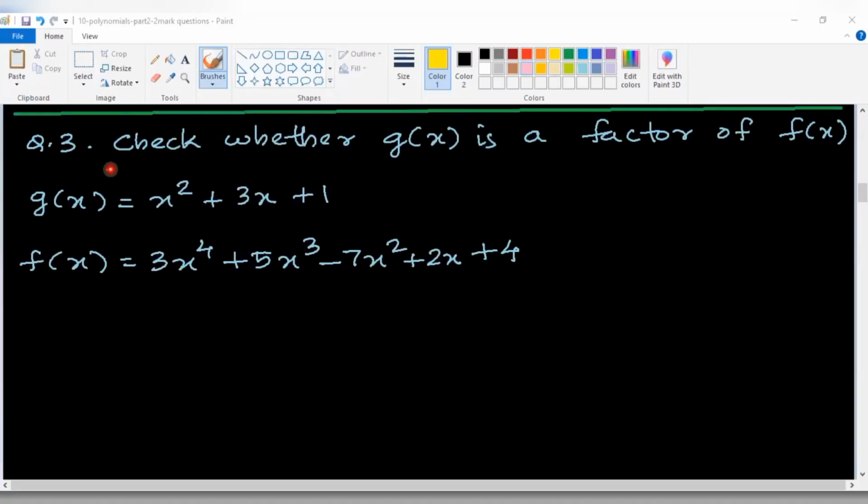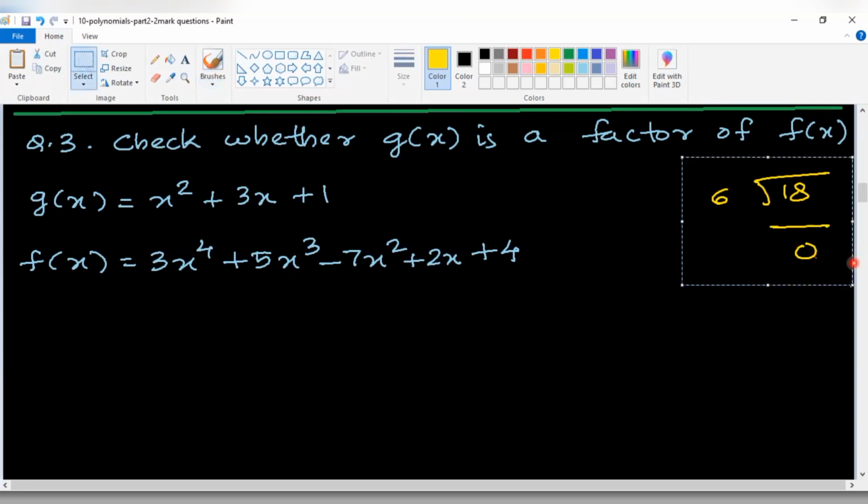This is our third question. Check whether g of x is a factor of f of x. G of x is given like this and f of x is this. So factor means what? It is completely divisible. See, 6 is a factor of 18 means what? When we divide 18 by 6, we get a 0 as the remainder. So what we have to check is whether we will get a 0 as the remainder. Okay. If we get a 0 as the remainder, then we can say it is a factor.